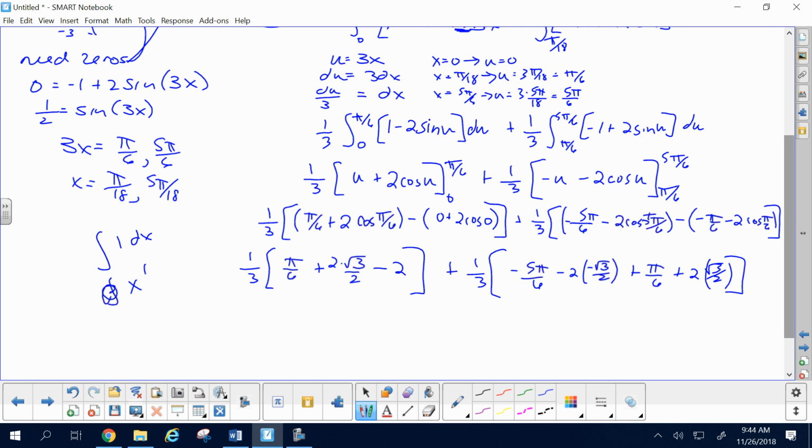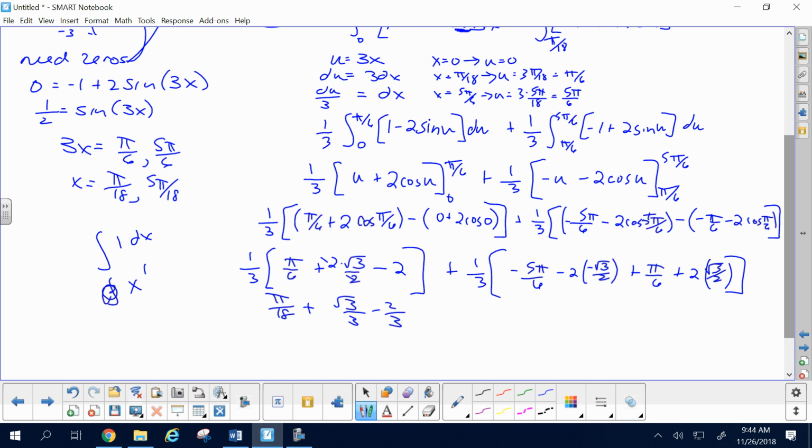All right. Gradually simplifying. In these parentheses, there's not any combining like terms to be done yet. I see some sticky notes going on. I guess I didn't give enough room. Sorry. There's no combining like terms here, so I should just start distributing. I'm going to get pi over 18 plus 2 root 3. Actually, let's just call it root 3 over 3, yeah? Root 3 over 3 minus 2/3.